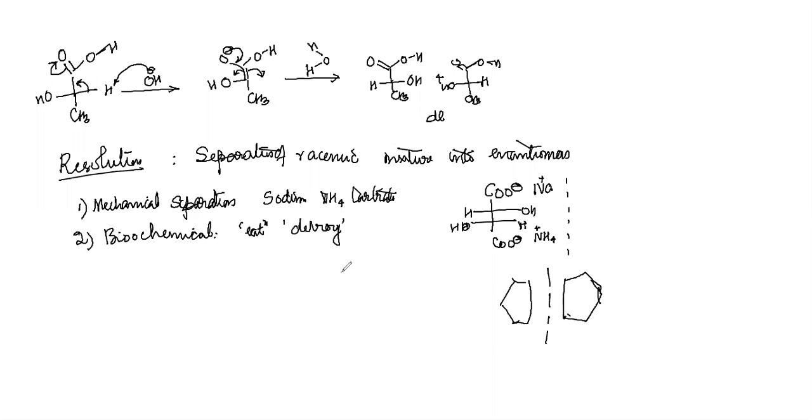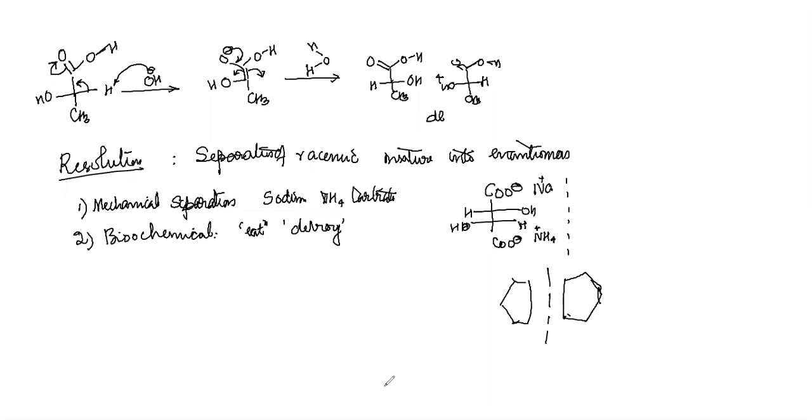Destroy specifically one enantiomer, keeping the second one intact. That is biochemical separation. But remember, this is also very, very rare. You have to get the right microorganism for it.